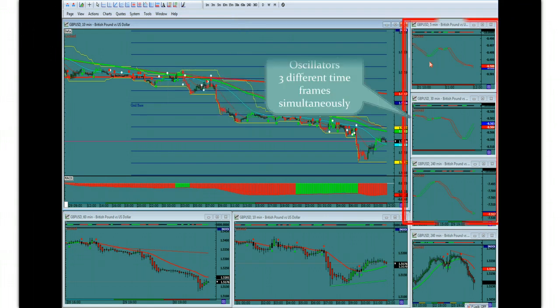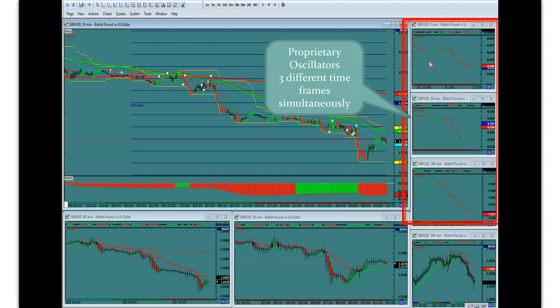Over here are proprietary oscillators. They are not slow stochastic. They're not RVIs or any of that. It's a proprietary oscillator that Jerry, my partner, who is a computer genius, invented. We are watching 3 different time frames simultaneously because they feed us information. We are not indicator junkies. We do not trade indicators, but we use indicators to feed us information.